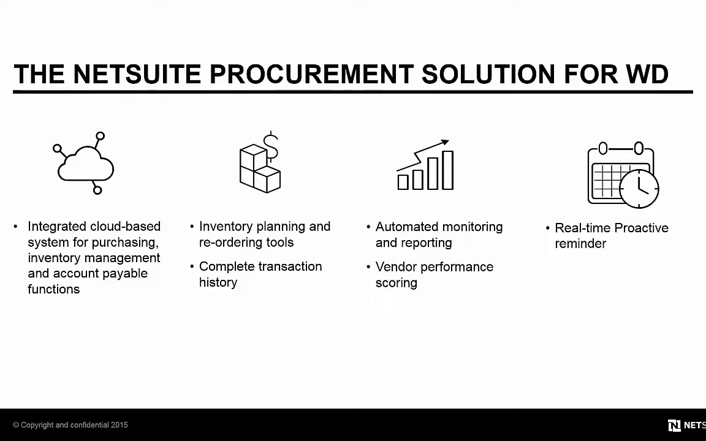A complete transaction history is recorded for all of your items, with automated monitoring and reporting of inventory profitability, as well as turns, so that you know which products you need to focus on and which products are driving the most revenue for the business. Vendor scoring reports can be used to drive performance across all of your vendors, as well as proactive reminders of stock levels to help ensure that you never have stock outs.